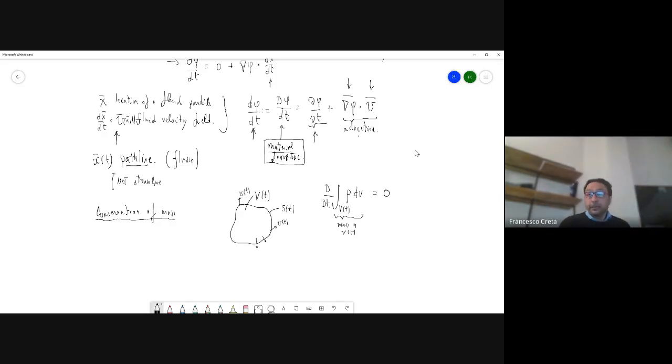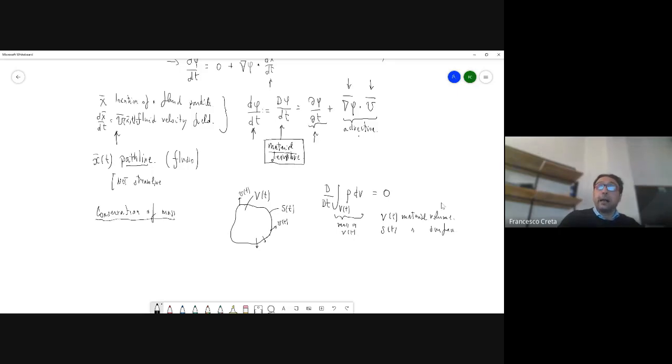So again, let me just specify here that V of T is a material volume, and S of T is a material surface, again composed of particles, S of T moving along with the flow. So there is no net flow across it.